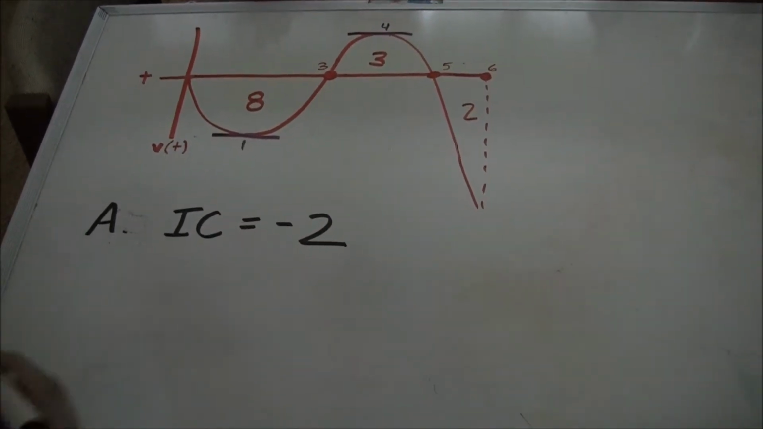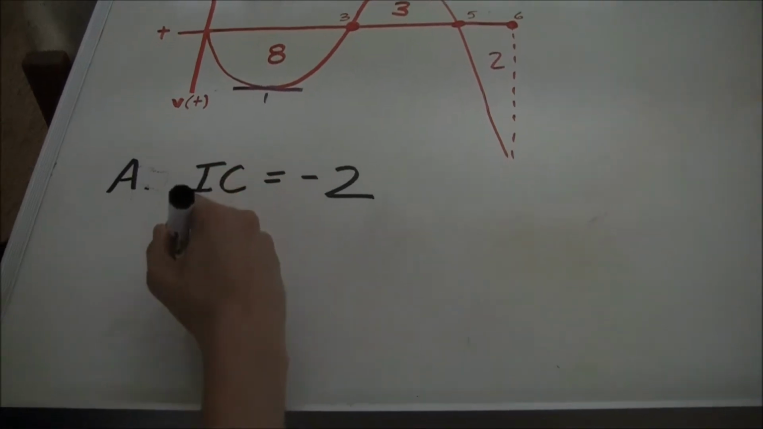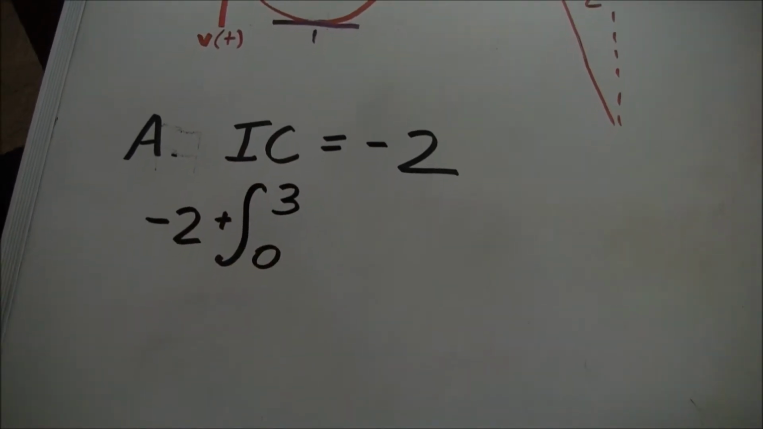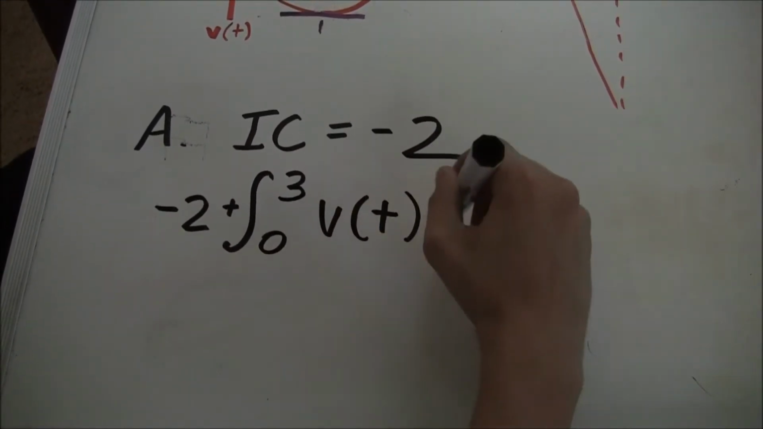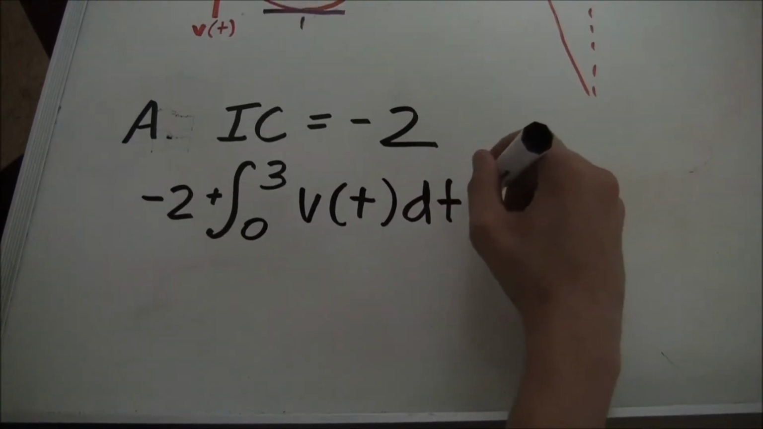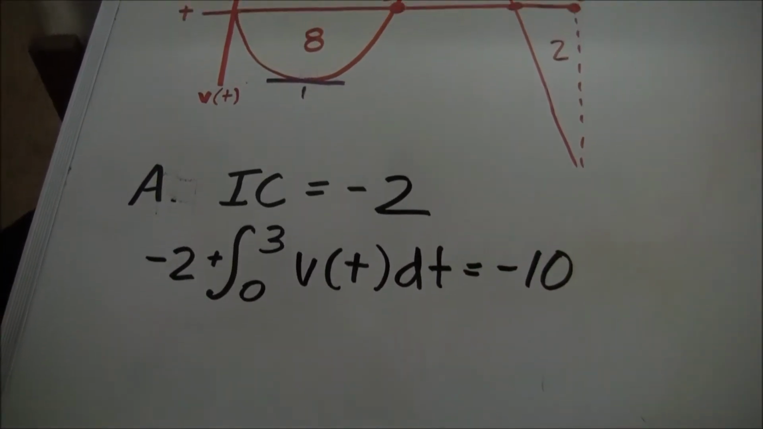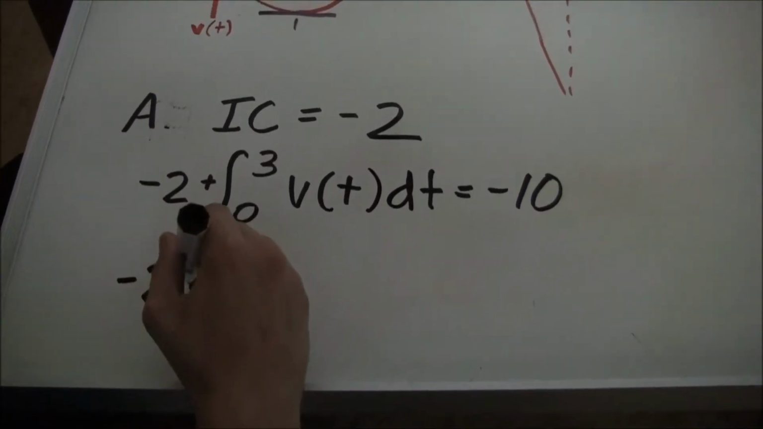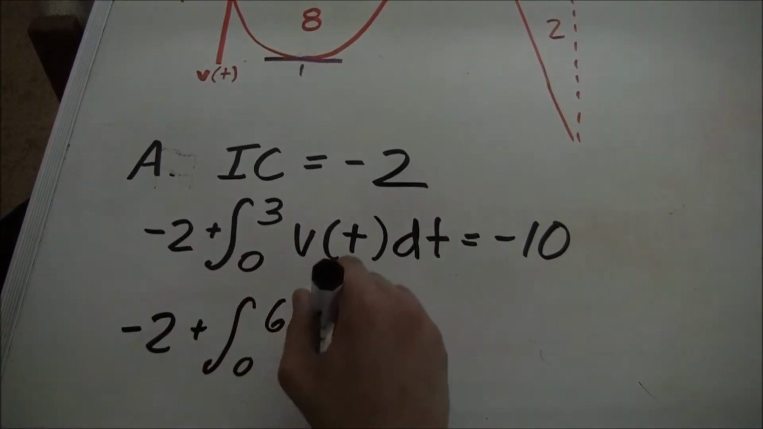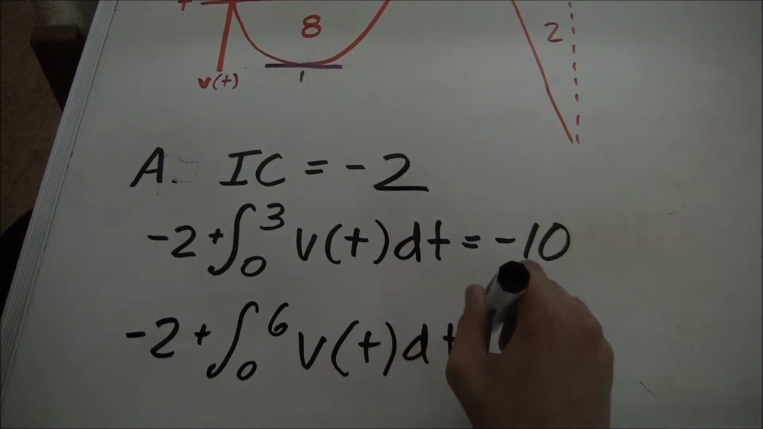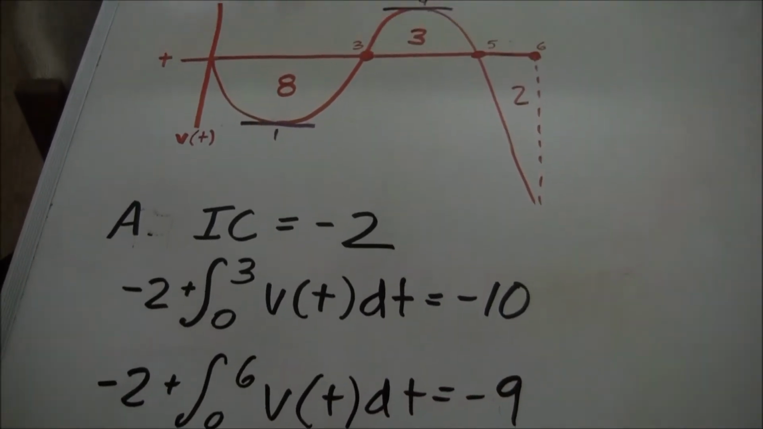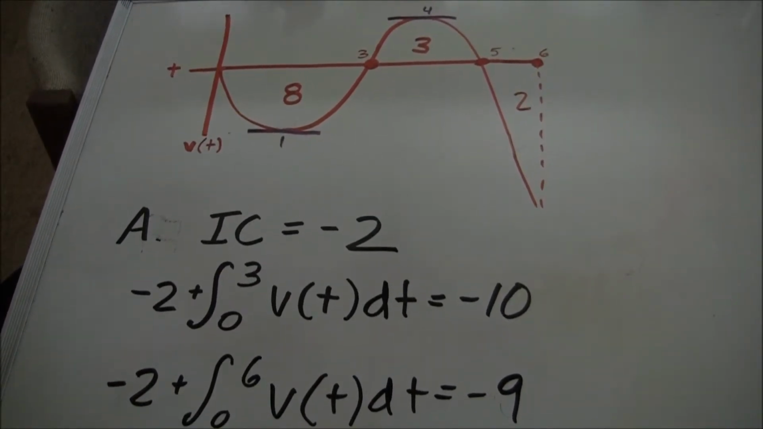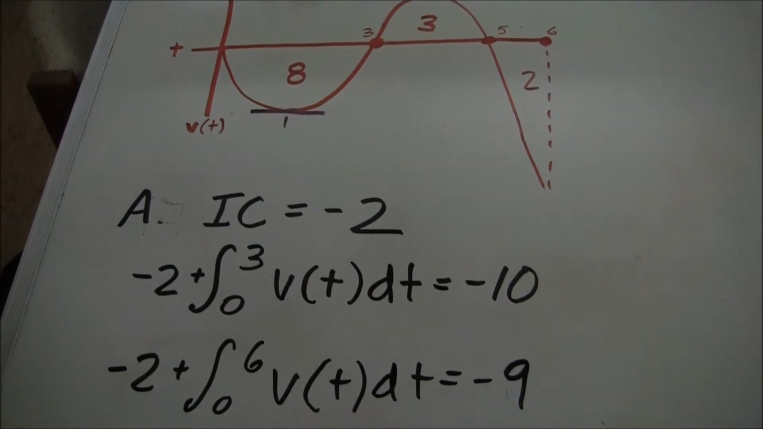First, set up an integral to consider t equals 3. Negative 2 plus the integral from 0 to 3, v of t, equals negative 10. Next, set up an integral to consider the endpoint t equals 6. Negative 2 plus the integral from 0 to 6, v of t, equals negative 9. Since negative 9 is greater than negative 10, this means that at t equals 3, the particle is farthest to the left at position negative 10.